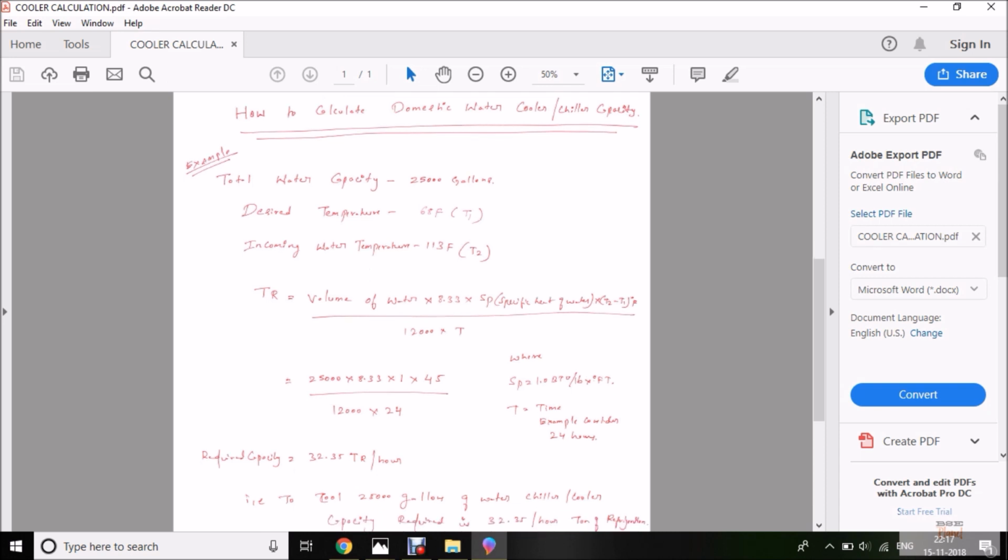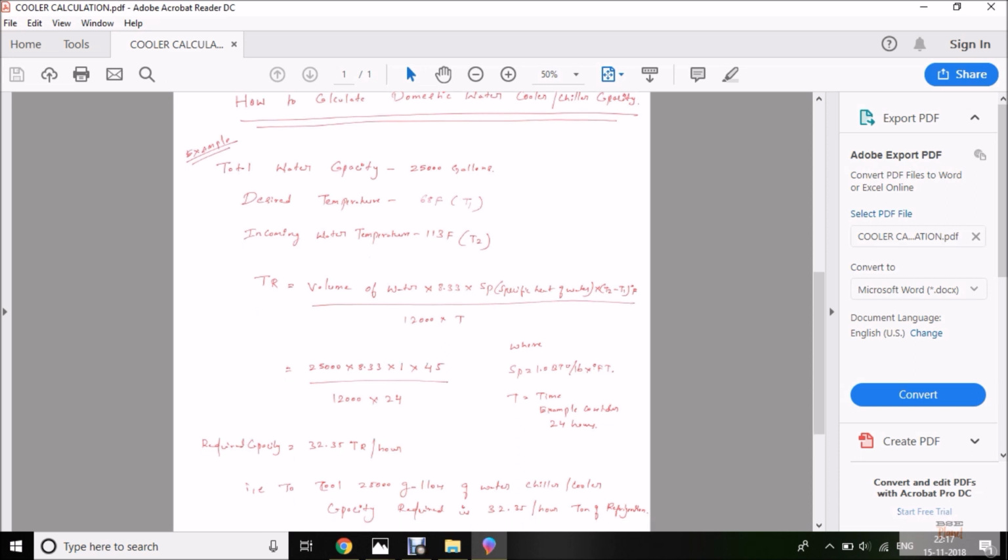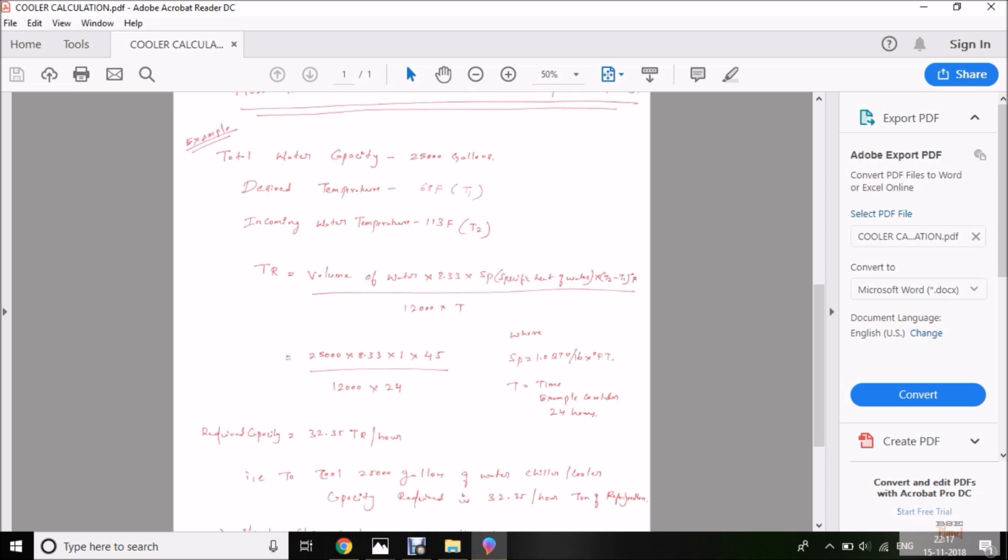So I substitute my values here. The volume of water is 25,000 gallons times 8.33, which is a constant, times specific heat of water, which is 1. T2 minus T1: 113 minus 68 is 45, divided by 12,000 times 24. Just substitute the values and you get the required capacity, 32.35. I have considered 24 hours as the duration of time.